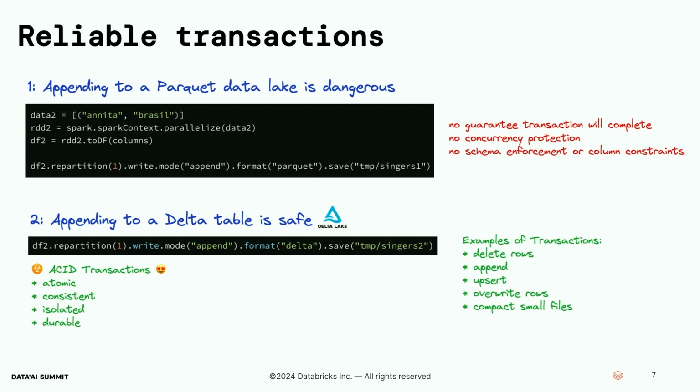Now, if you look at section 2, appending to a delta table is safe. We can see that this equivalent write operation to a delta table is safe, and it has the properties of an ACID transaction. These transactions are useful whenever you do operations like deleting rows, appends, upserts, overwrites, and compaction operations. And with a delta table, we're ensured that the transaction is going to either complete fully or fail fully, but nothing in between. We also have checks to make sure that the constraints of the table will be met, and there's schema enforcement as well.